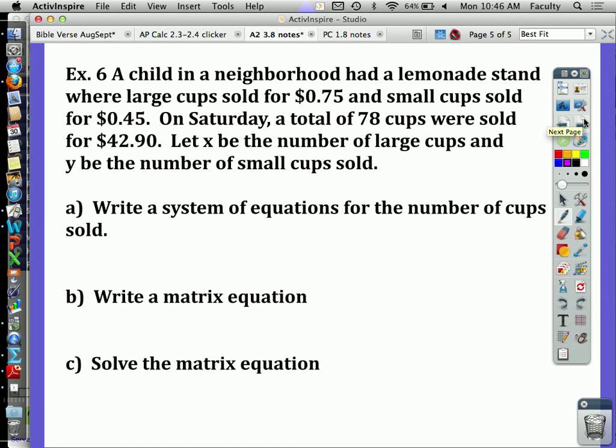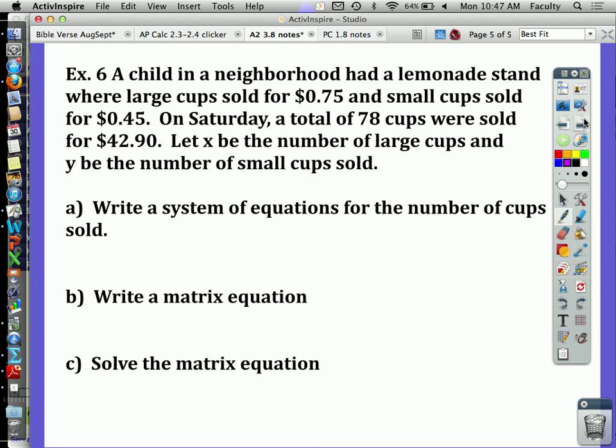It says, and you don't have this in your notes, this is just an extra one I added this morning. A child in a neighborhood had a lemonade stand where large cups sold for 75 cents and small cups sold for 45 cents. On Saturday, a total of 78 cups were sold for $42.90. Let X be the number of large cups and Y be the number of small cups sold. A says write a system of equations for the number of cups sold, which we did early on in the chapter. B says write a matrix equation, and C is solve the matrix equation.